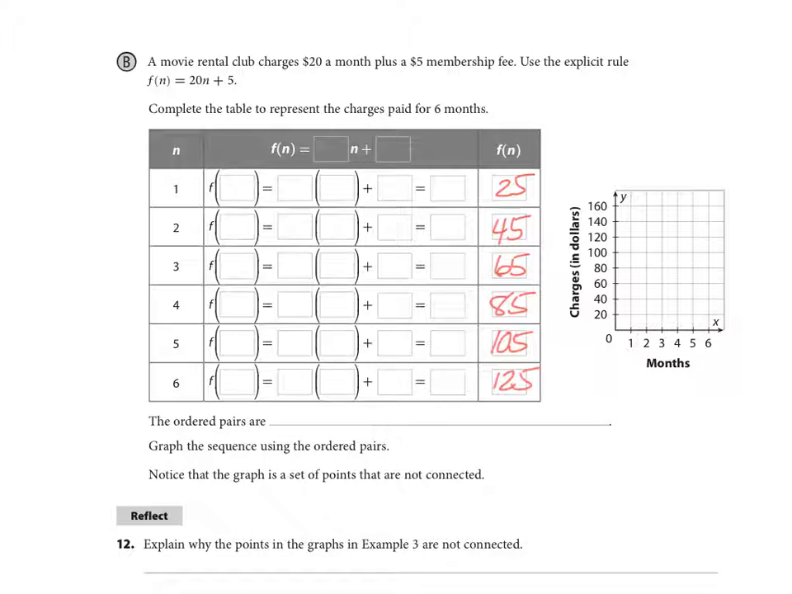Read the problem itself. A movie rental club charges $20 a month. I could change that word "a" to what? $20 per month. And we said anytime we see the word per, we should think that is what? Our slope, our rate. That's how much we are paying. Plus a $5 membership fee. That is our starting fee. In this case, it's our what? Y-intercept. That's why you have to know all those different definitions for the words.